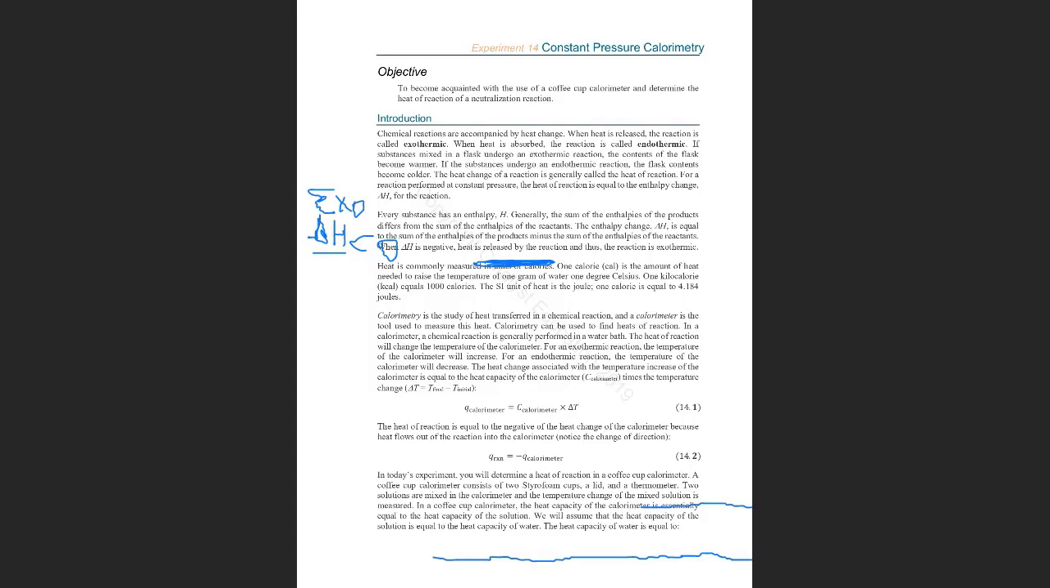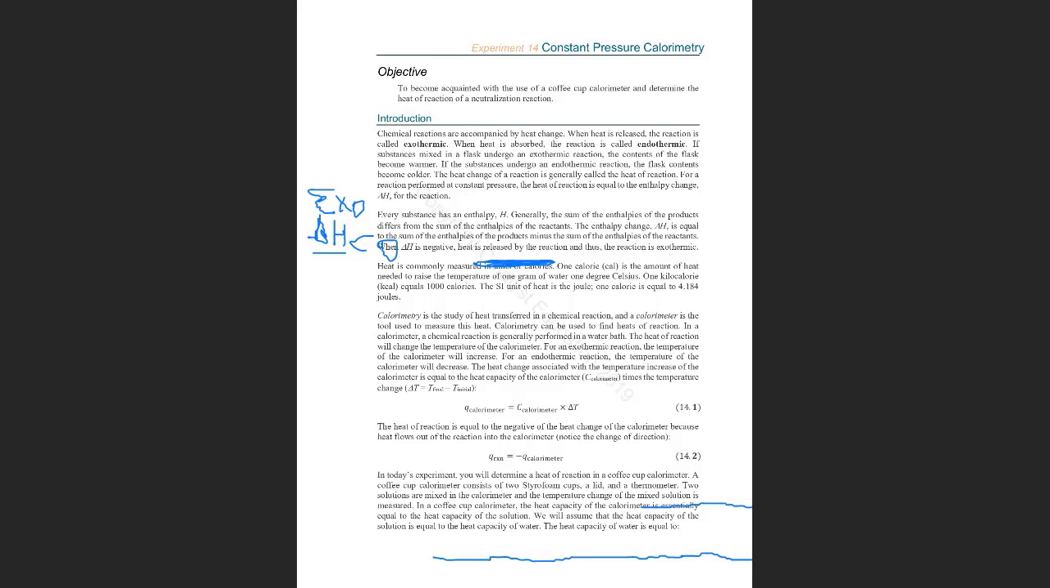So in our calorimeter, we are going to have a thermometer that is going to measure the change in temperature. So if you have a reaction in a calorimeter and the temperature increases, then it's an exothermic reaction, it releases heat. But for an endothermic reaction, the temperature of the calorimeter will decrease.